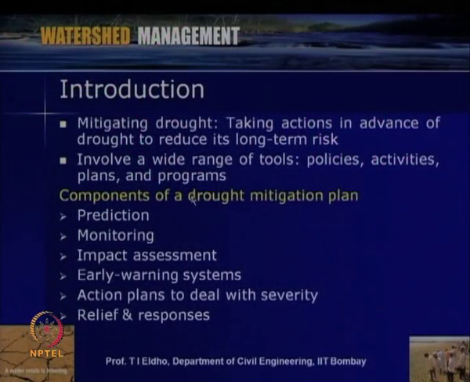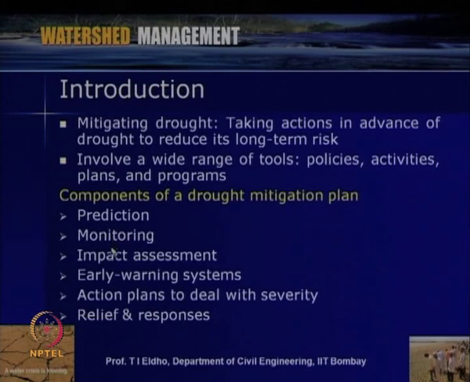So, when we look into drought mitigation, the important components of a drought mitigation plan include prediction. We have to predict whether there is any possibility of drought, for this particular year or a few months ahead. Then we have to monitor. We have to monitor the area, on a watershed basis or a district basis or an area basis. We have to monitor the various hydrological parameters and the water level in the reservoirs, then the agricultural aspects, all those things, and then see whether it will be a severe drought or moderate drought, like that.